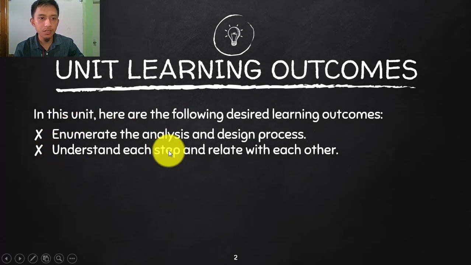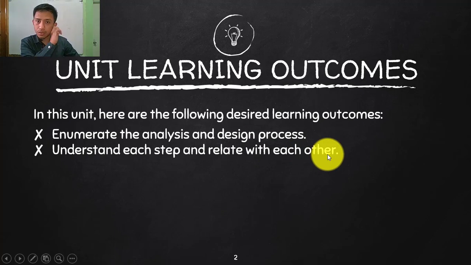So in this unit, this is your unit learning outcome. First is to enumerate the Analysis and Design Process, then to understand each step, and then relate them with each other. Okay, so that is our unit learning outcome in this unit. We are going to understand each and every step of this design process, and we should be able to relate them with each other.